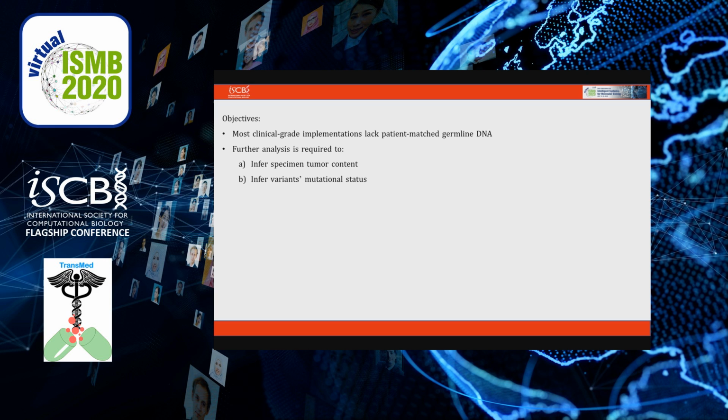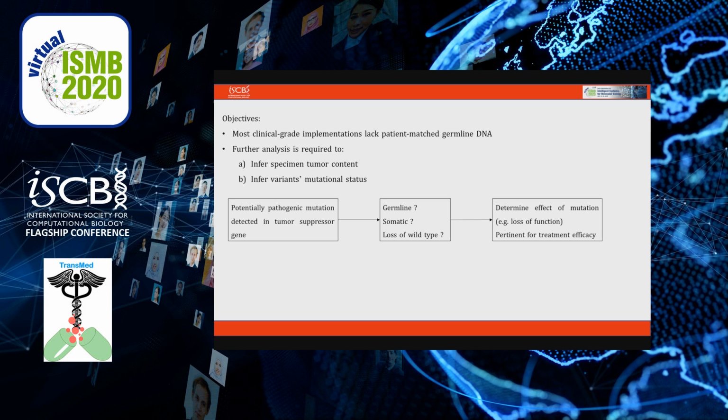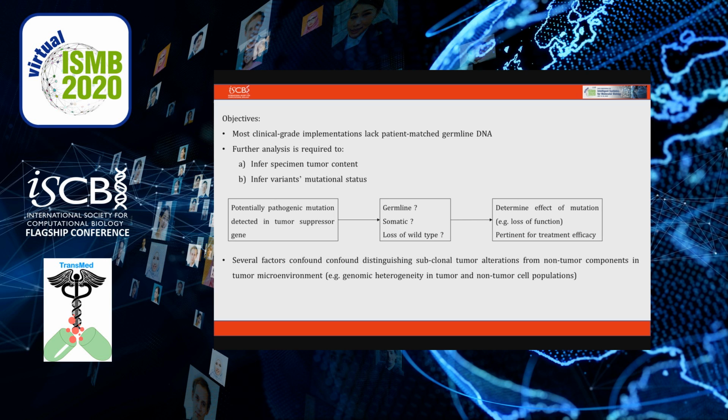Because of that, most cases require further analysis to infer specimen tumor content and to infer the mutational status of variants characterizing the tumor. Given, for example, a potentially pathogenic mutation detected in a tumor suppressor gene, it is imperative to determine whether it is germline or somatic and resolve any evidence for the loss of wild-type copy, which may be pertinent for treatment efficacy and determining the effect of the mutation, for example, if it results in a complete loss of function. Genomic heterogeneity in both tumor and non-tumor cell population also confounds distinguishing subclonal tumor alterations from those possibly originating from non-tumor components in the tumor microenvironment.